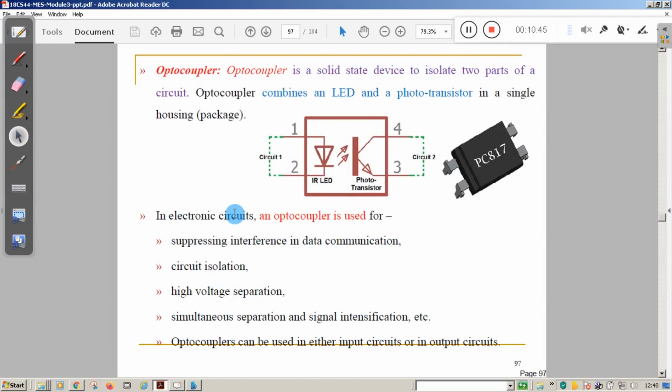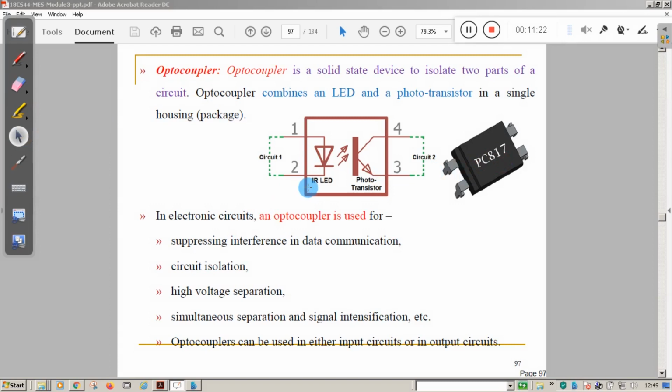The next actuator device is the optocoupler. What is an optocoupler? An optocoupler is an isolation device which will isolate two parts of a circuit. An optocoupler is made of an LED and a phototransistor in a single chip. This is an example of a conventional chip available in the market, the PC817. It is an optocoupler.